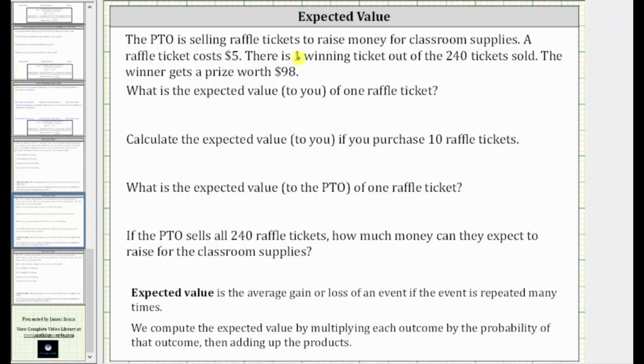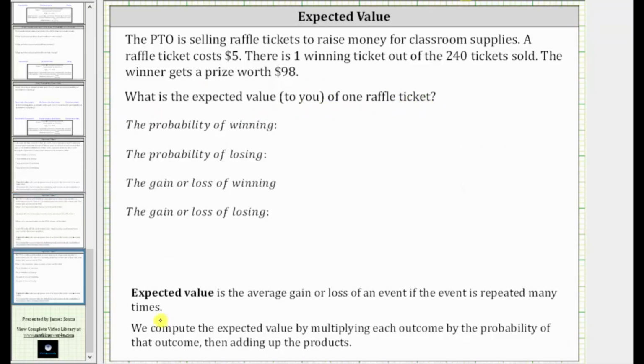The PTO is selling raffle tickets to raise money for classroom supplies. A raffle ticket costs $5. There is one winning ticket out of the 240 tickets sold. The winner gets a prize worth $98. The first question is, what is the expected value to you of one raffle ticket? Let's answer this question on the next slide.